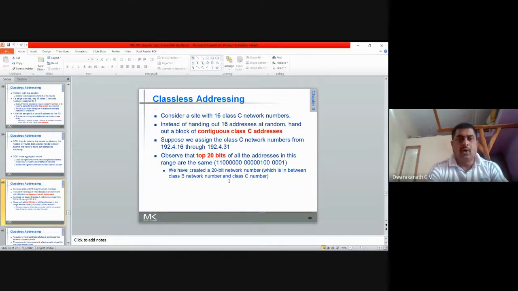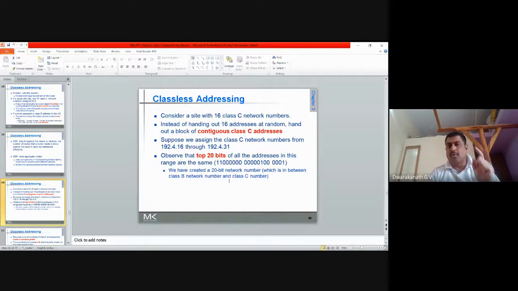You can see below, if you want you can convert and check it, not an issue. If you convert 192.4.16 and 192.4.31 to binary, the 20 bits will be the same, and the remaining 12 bits will change. Now we have created a 20-bit network number which is in between a class B network number and a class C network number.